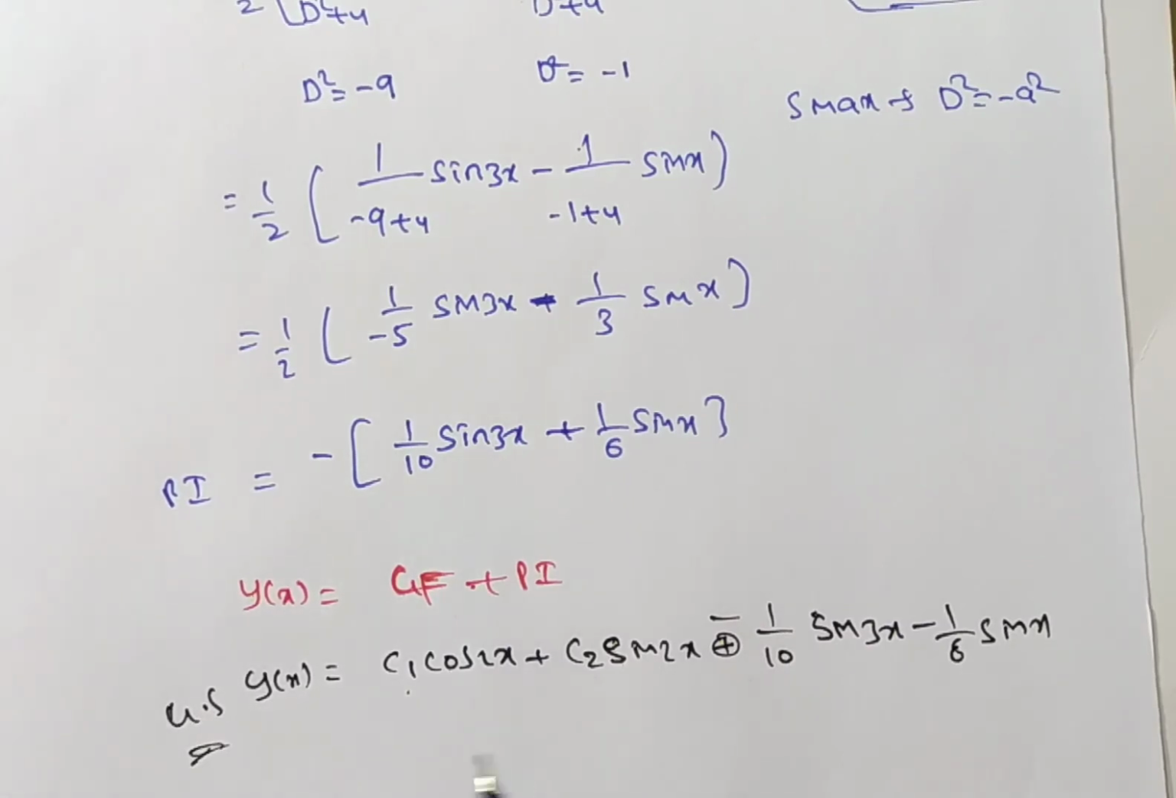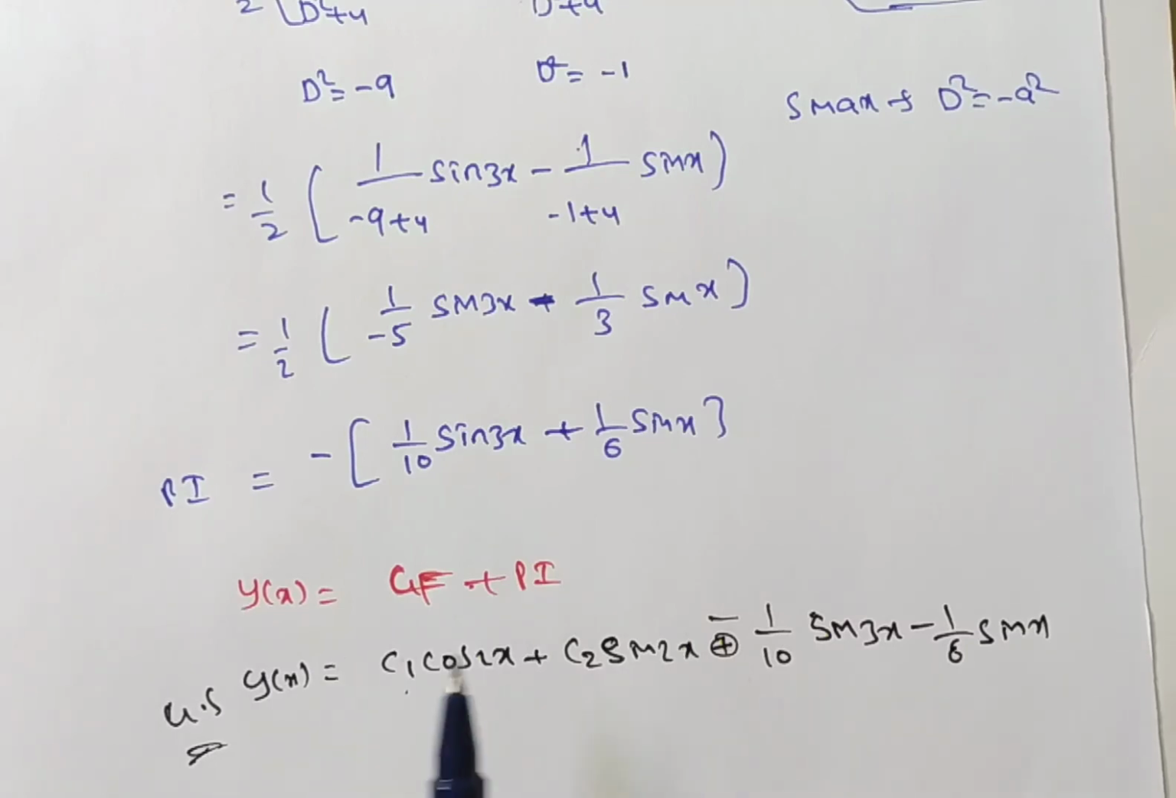Friends, you see, in the general solution we have two arbitrary constants c1 and c2. Sometimes they will solve the differential equation with either initial conditions or boundary conditions. At that time we can eliminate these two arbitrary constants, c1 and c2.